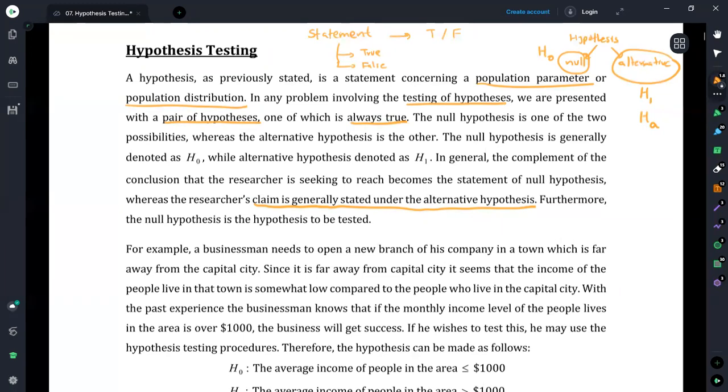When we are constructing the alternative and null hypotheses, the easiest way is that the researcher's claim has to be included as the alternative hypothesis, and then its negation would be included in the null hypothesis, which is denoted as H null. And when we go for the testing procedures, generally we are not going to test the alternative. We are only checking the null hypothesis.